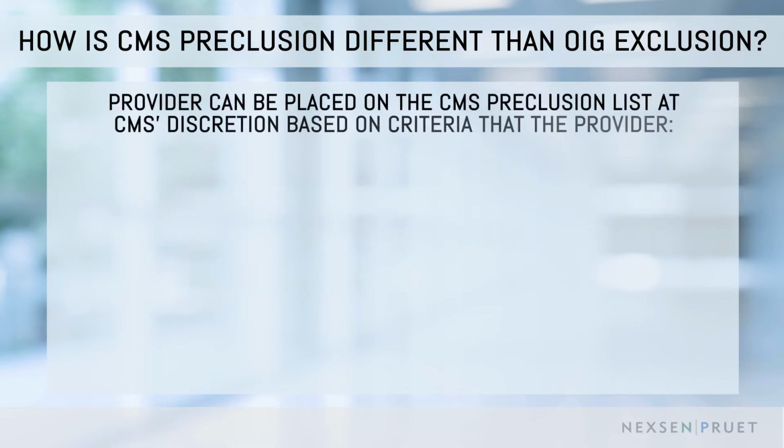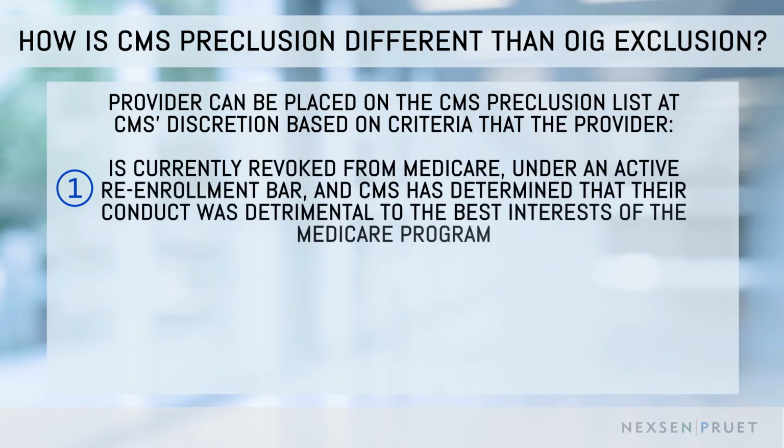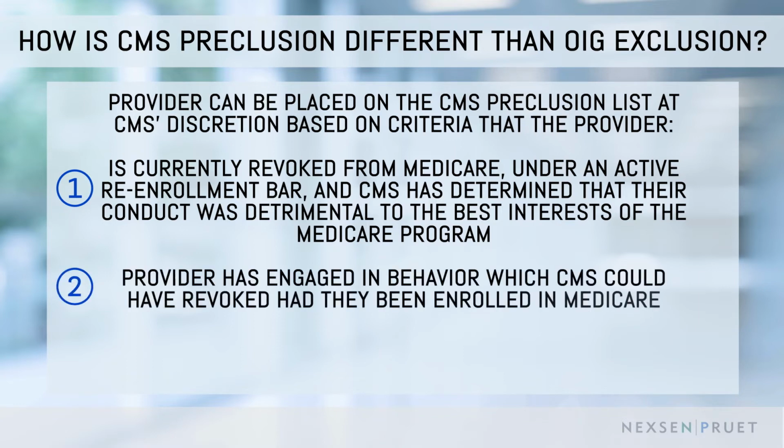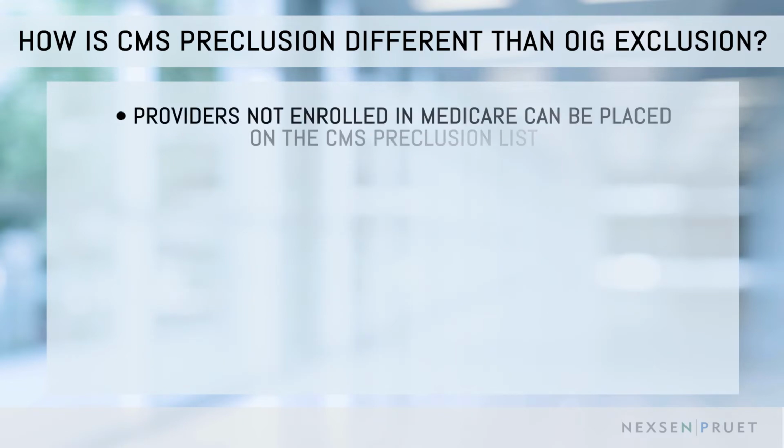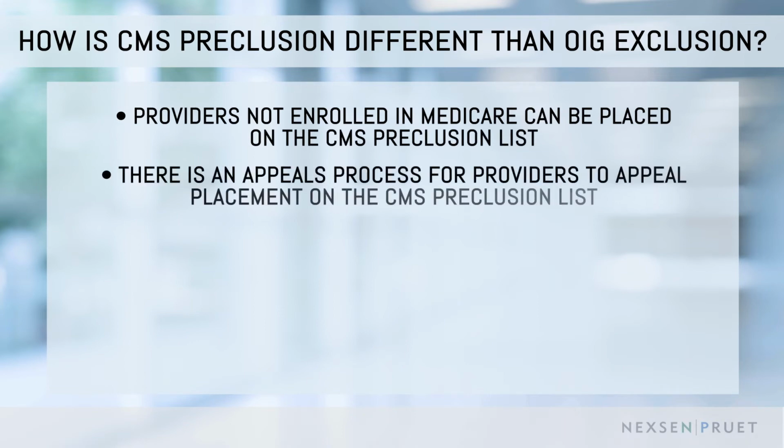A provider can be placed on the CMS Preclusion List at CMS's discretion based on criteria that the provider, 1, is currently revoked from Medicare, under an active re-enrollment bar, and CMS has determined that their conduct was detrimental to the best interests of the Medicare program, or 2, the provider has engaged in behavior which CMS could have revoked had they been enrolled in Medicare, or 3, the provider has been convicted of a felony under federal or state law within the previous 10 years. Of note, providers not enrolled in Medicare can be placed on the CMS Preclusion List. Finally, there is an appeals process for providers to appeal placement on the CMS Preclusion List.